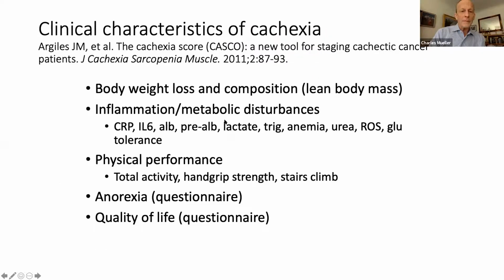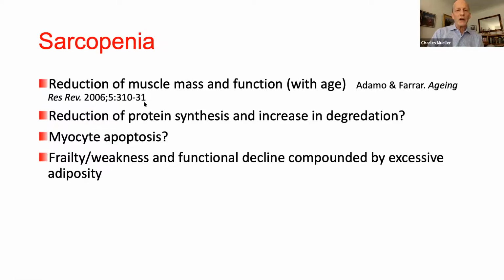And here are all the characteristics, and this comes from a cachexia scoring tool that's used in oncology. But these are all attributes of chronic inflammation. It's a great tool to understand chronic inflammation.